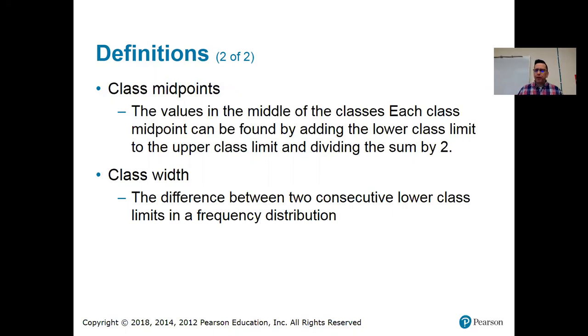Your class width, now be careful with this, is the difference between two consecutive lower class limits. So you look at 70 to 79, and some people want to say that the width of that class is 9. It's actually 10, because what you want to be looking at is the 70, which is the low end of a C, and the 80, which is the low end of a B. It's the difference between lower class limits. That gives you your class width.